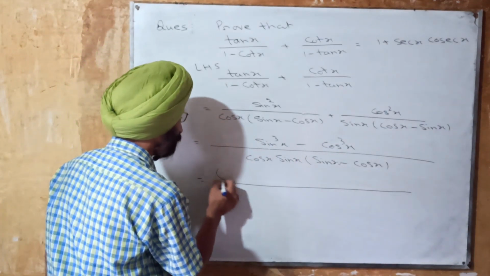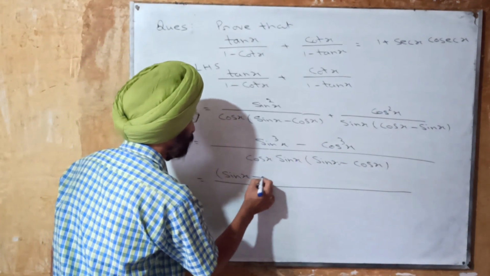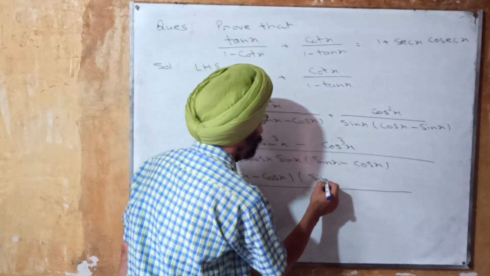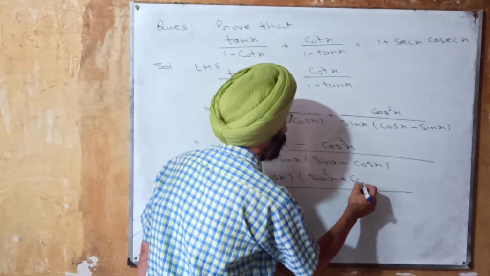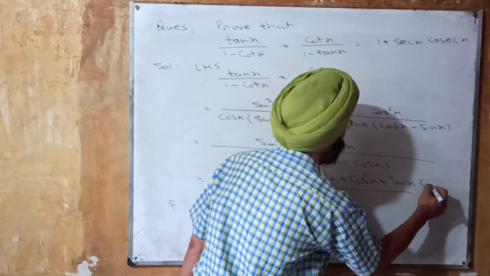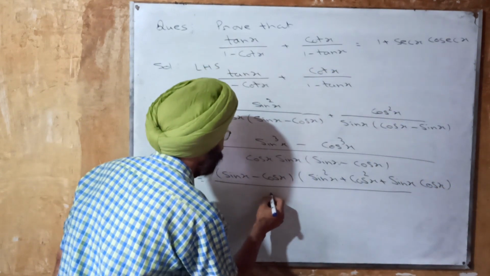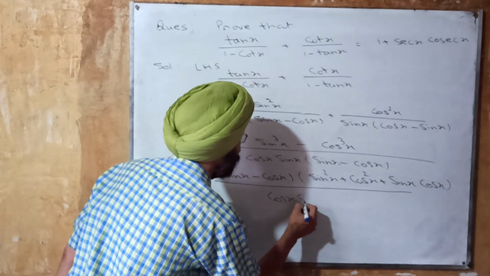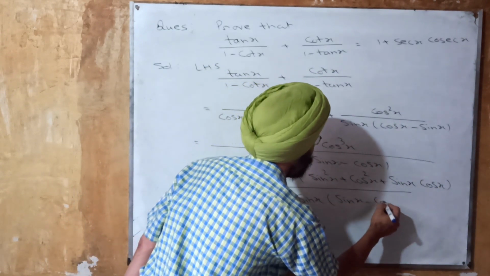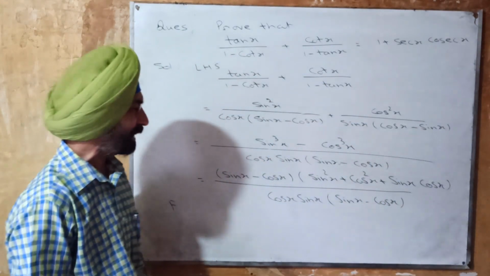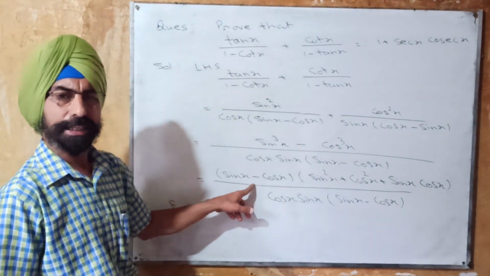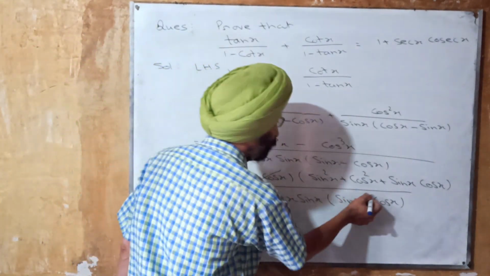So the factors will be: the first factor a minus b, that is sin x minus cos x. The second factor is a square, that means sin square x, plus b square means cos square x, plus ab means sin x cos x. And in the denominator you are having cos x, sin x minus cos x. This sin x minus cos x is one of the terms in the product in the denominator as well as in the numerator, so it will be cancelled out.